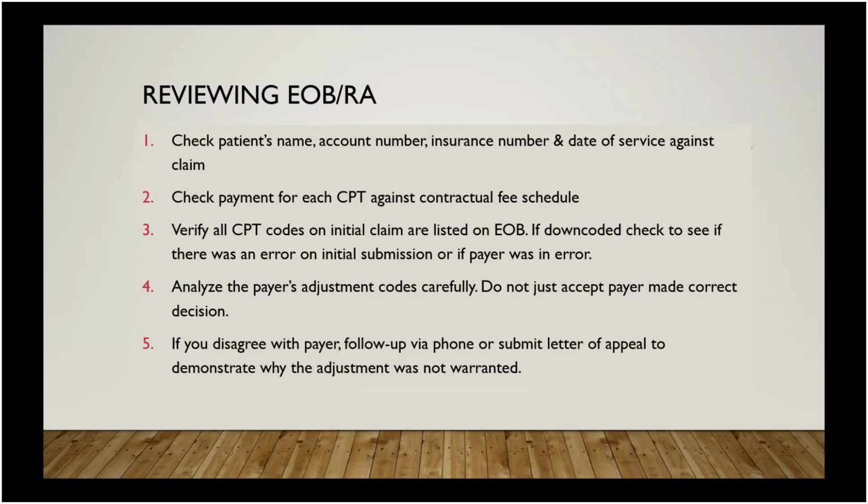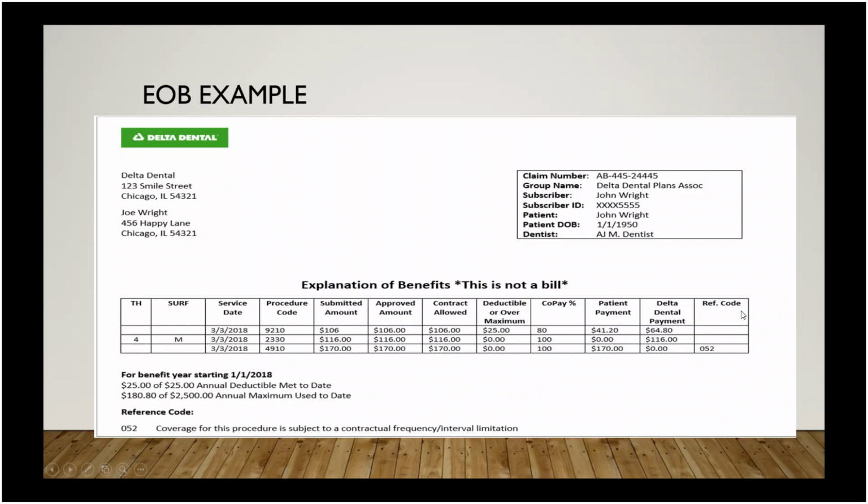That's what they are depending on. It depends on which side you work for too. If you're the payer, you're trying not to pay as much. If you are the provider, you're trying to receive everything that's due to you. If you disagree with the payer, follow up via phone or submit a letter to appeal to demonstrate why the adjustment was not warranted. So we're going to look at an EOB.